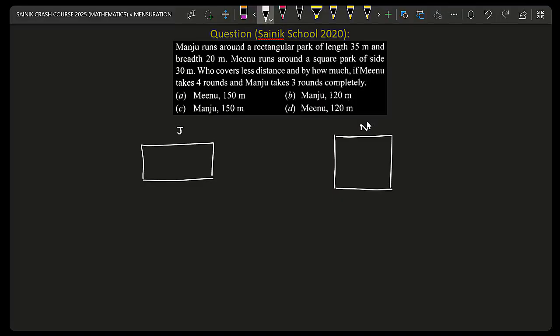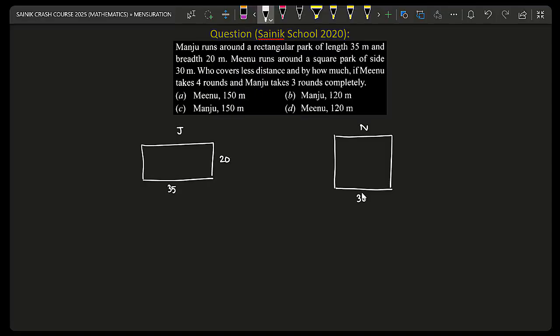Okay, Manju. The park dimensions. Sir, Manju's rectangular park is 35 meters and 20 meters. 35 is length and 20 is breadth, right? Yes, sir. And Meenu is running around a square park. What is the side? Yes, 30 meters, sir. 30 meters. Suppose Manju runs around the rectangular park once, what is the distance she is covering?